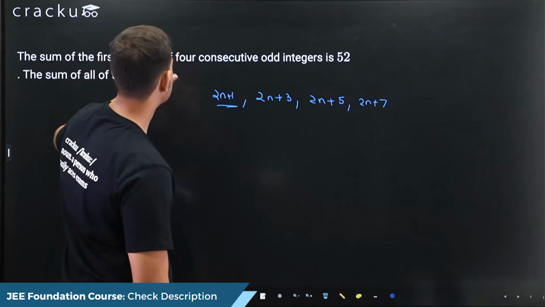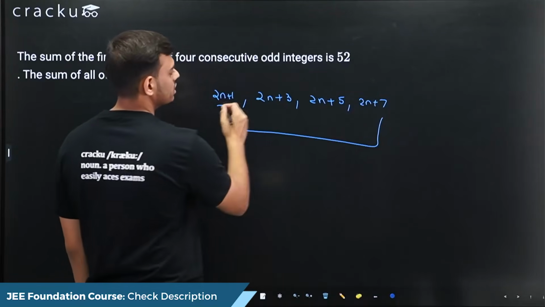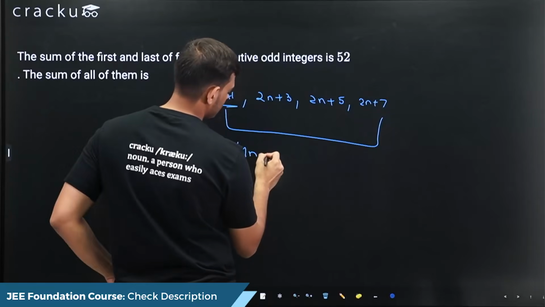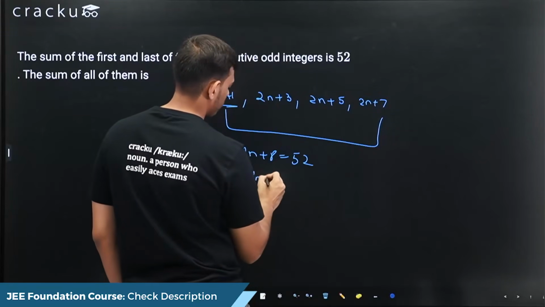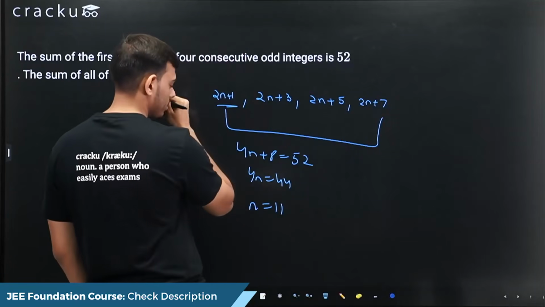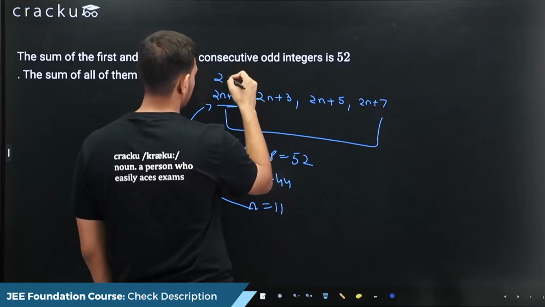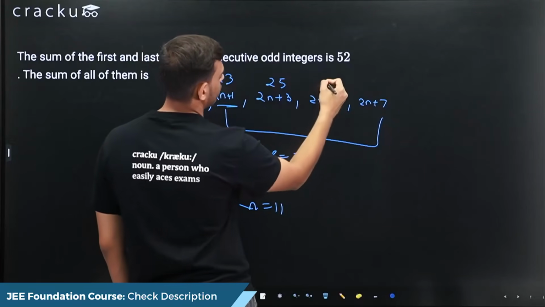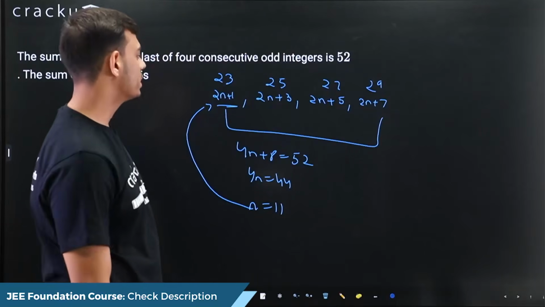The sum of first and last is 52. Their sum is 4n plus 8 equals 52. 4n is 44, n is 11. If I put the value of n here, I get 23, 25, 27, and 29. These are the 4 consecutive odd integers.